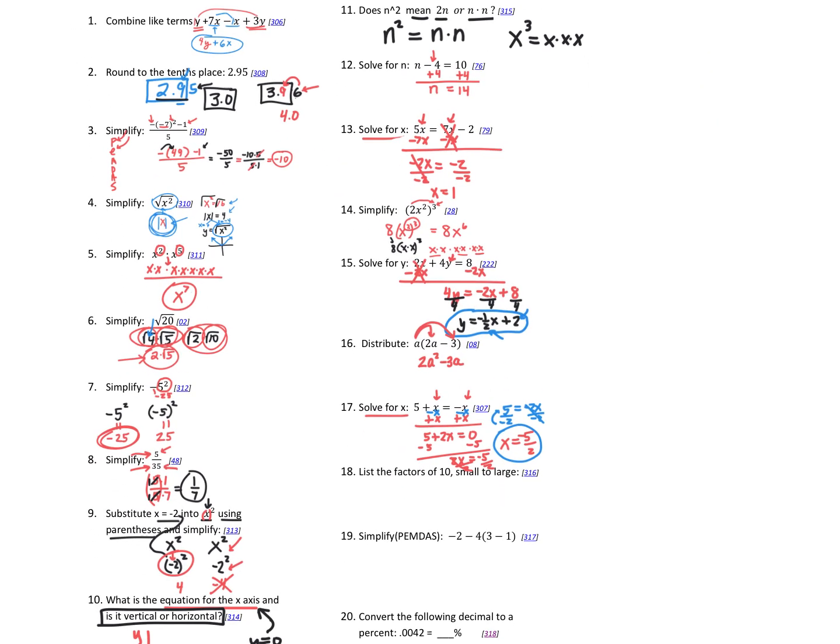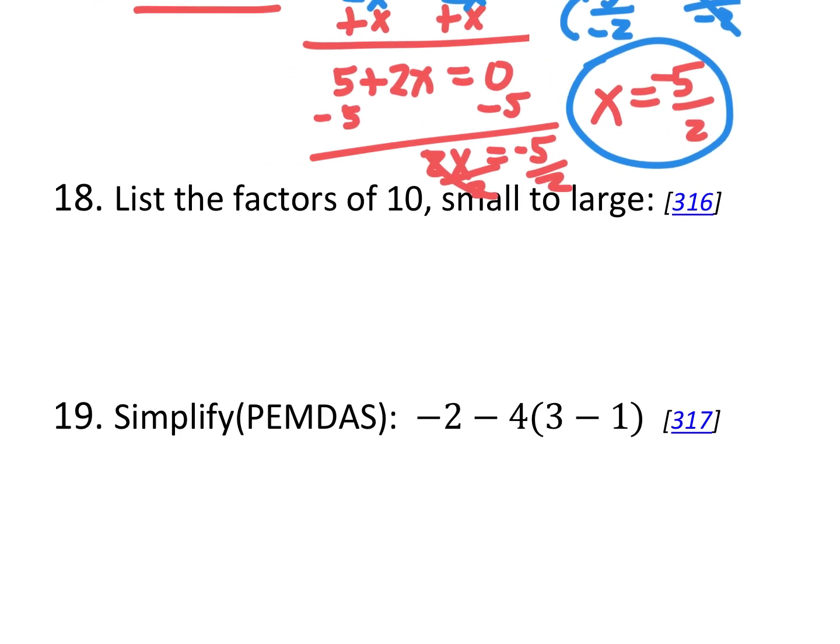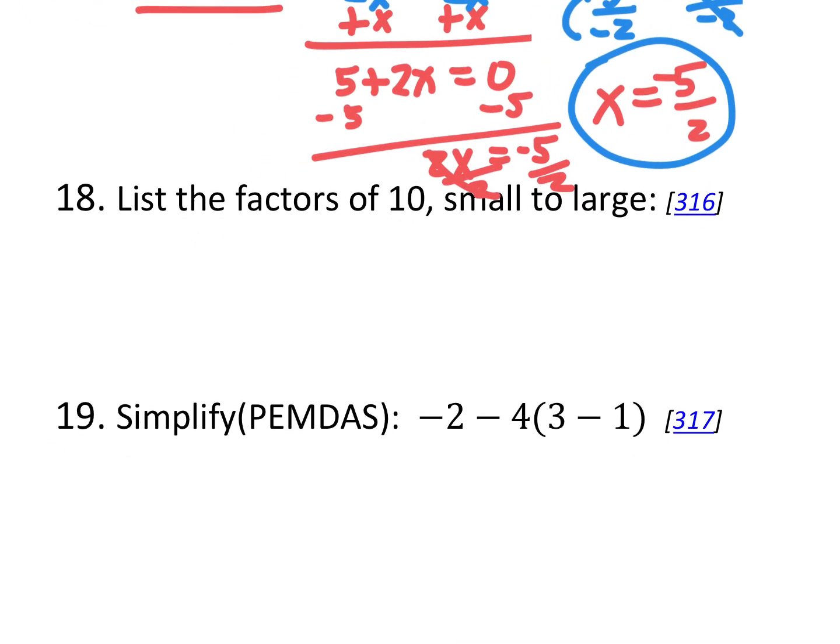Next, we're going to look at skill 316. For skill 316, we are factoring the number 10. And notice it says small to large. Well, the way I like to make my factors is I like to think of it as 10 is equal to 1 times 10, or in this case, 5 times 2. And so all of those are factors. These are my factors of 10.